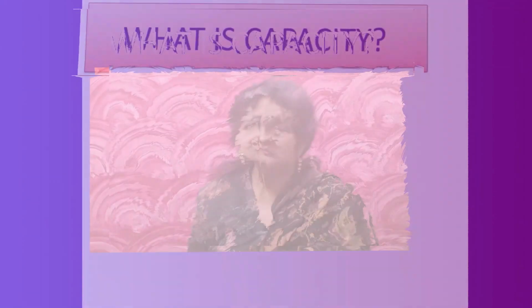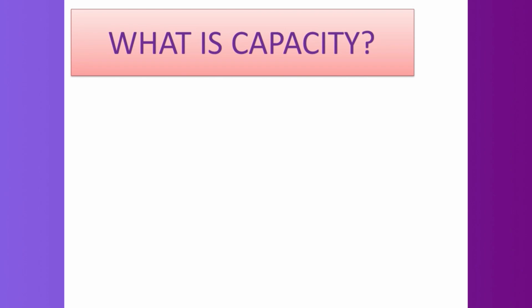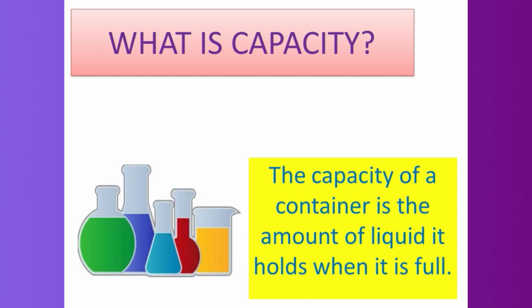In today's class we are going to do an activity based on your chapter Jugs and Mugs. So let us begin. To begin with the concept, let us try to understand what is capacity. Capacity of a container is the amount of liquid it holds when it is full.